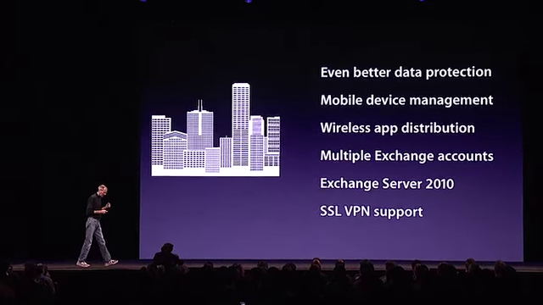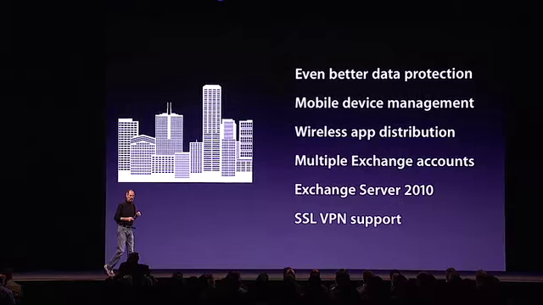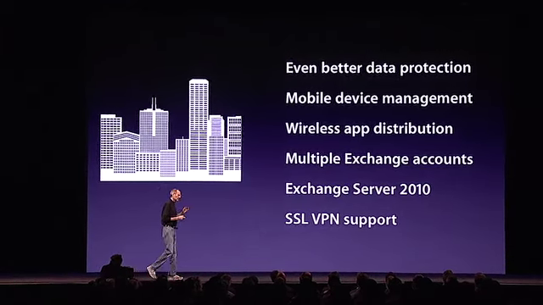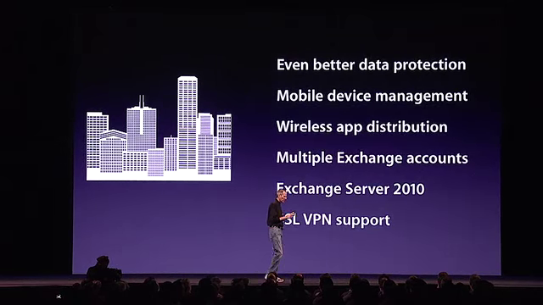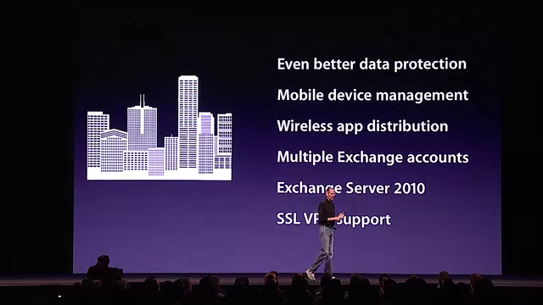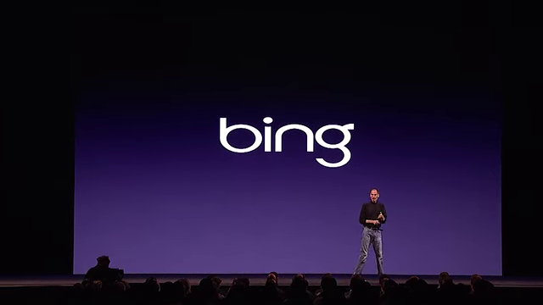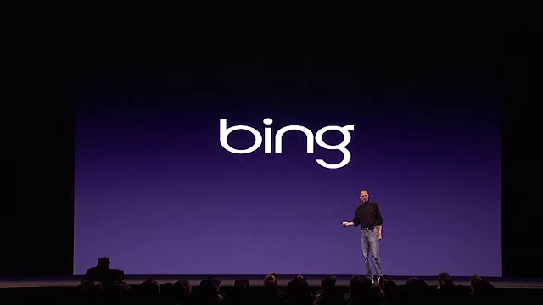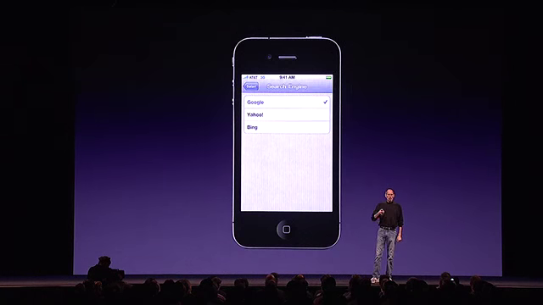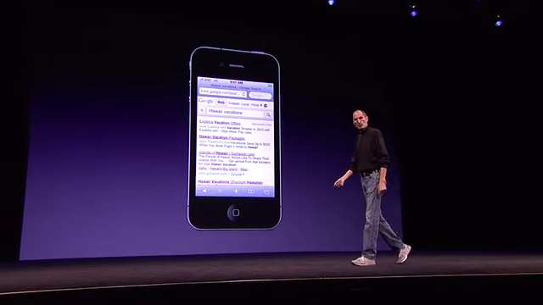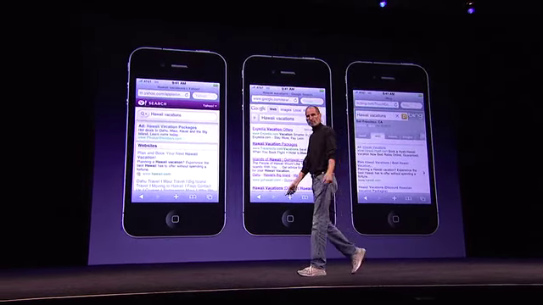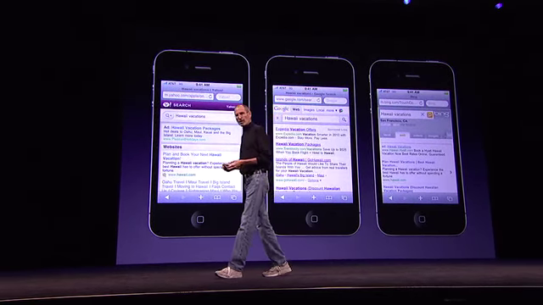Another thing we're adding on the consumer side is search. Today we have Google search, and we have Yahoo as an option that you can select. We're adding a third option, which is Bing. Google will stay the default, but now you'll have one more choice if you'd like. And so instead of just having one choice or two choices, you have three choices. You can search with Google or Yahoo or Bing.